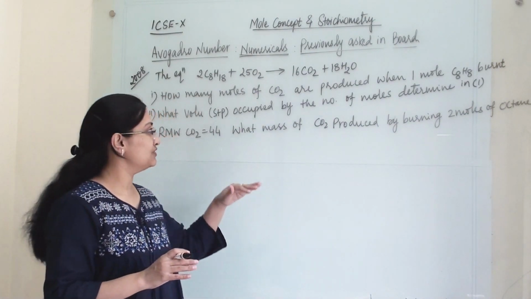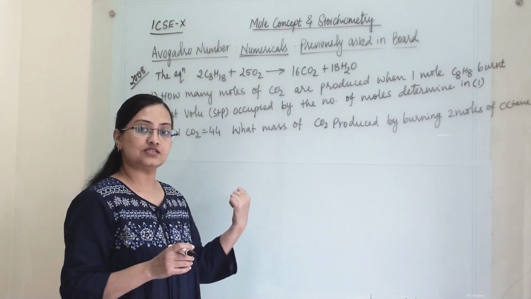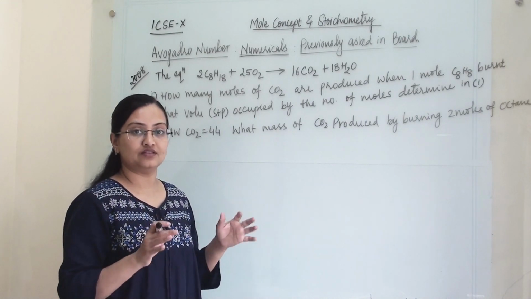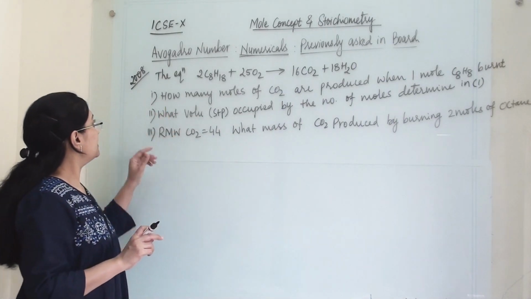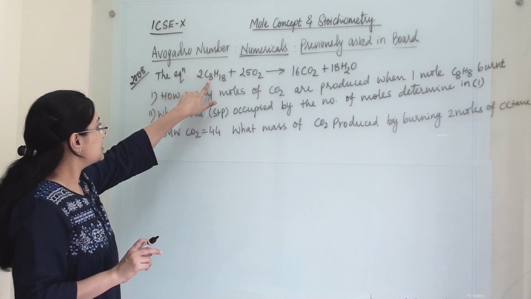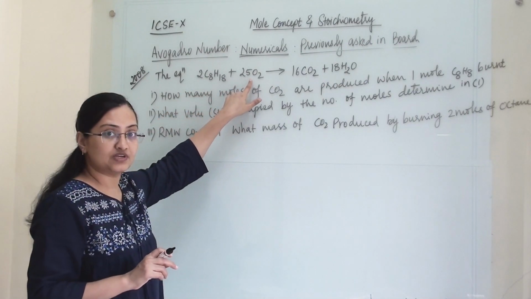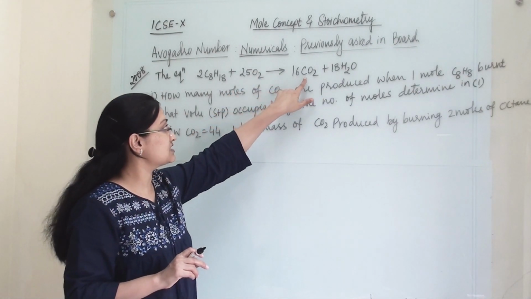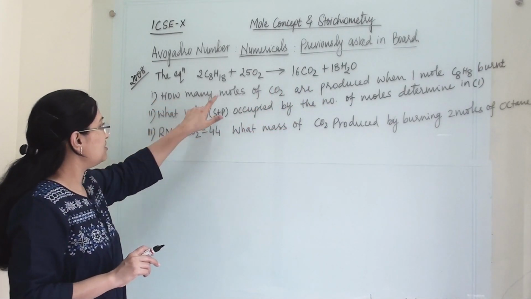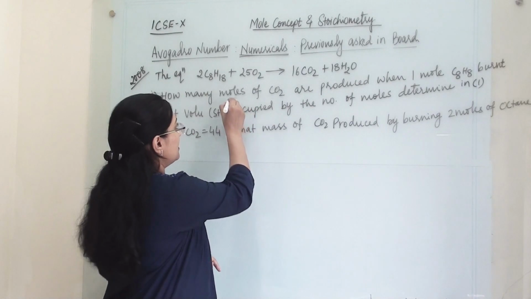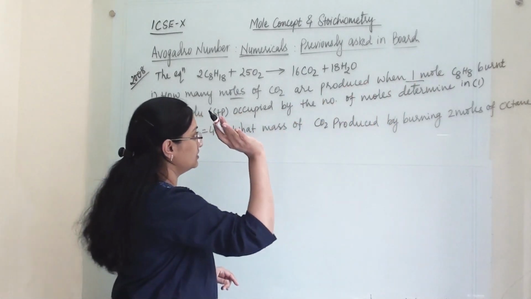So now whenever you see a numerical, just pause the video and try to solve it by yourself, and then come back to the video and see the explanation, whether you have done it correctly or missed something. So here the numerical is the equation 2C8H18. This is octane. When octane is burning, it requires 25 molecules of oxygen and it will give us carbon dioxide and water. Now what they are asking, first, how many moles of carbon dioxide are produced when 1 mole of octane is burned?